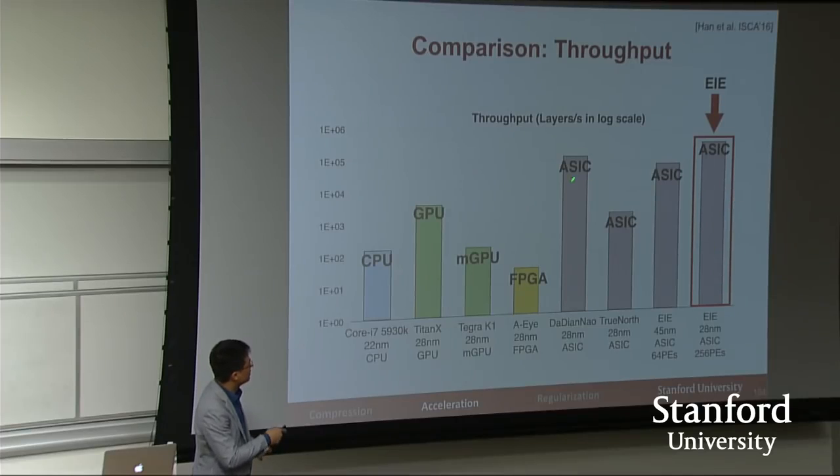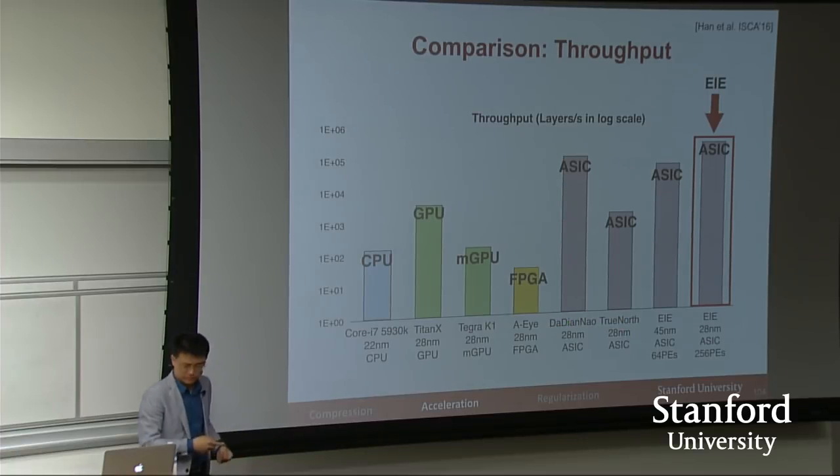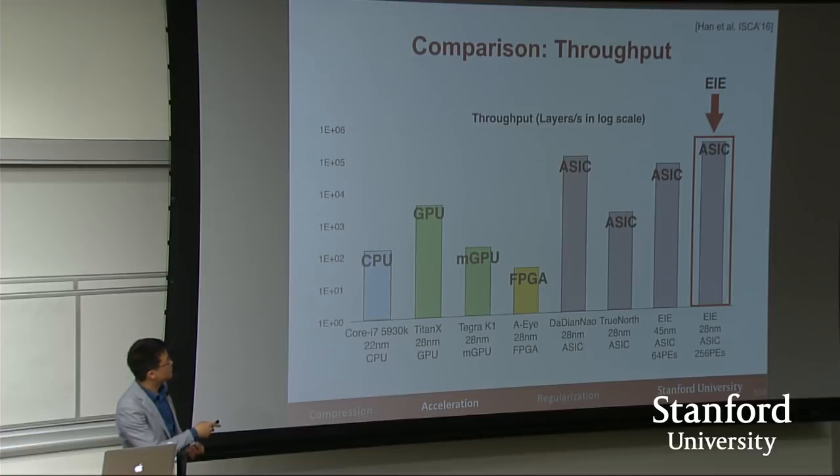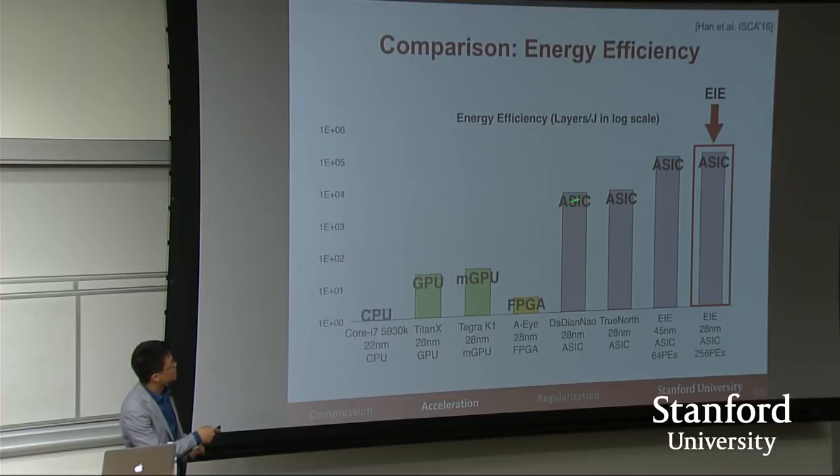So if you say ASIC is always better than CPUs and GPUs because it's customized hardware, this is comparing EIE with peer ASICs, for example, DaDianNao and TrueNorth. It has better throughput and better energy efficiency by an order of magnitude compared with other ASICs, not to mention the CPU, GPU, and FPGAs.